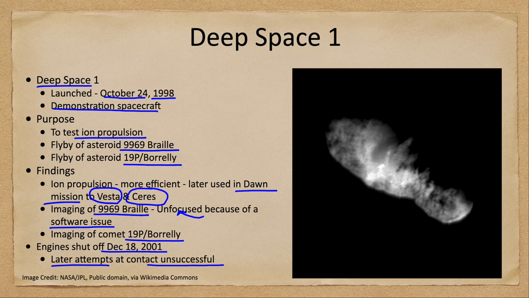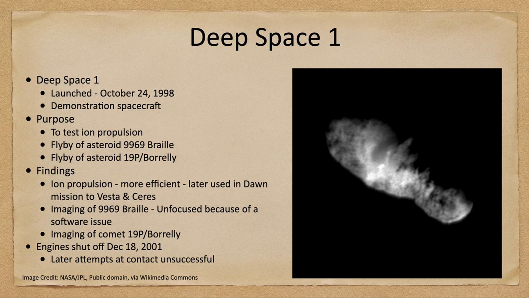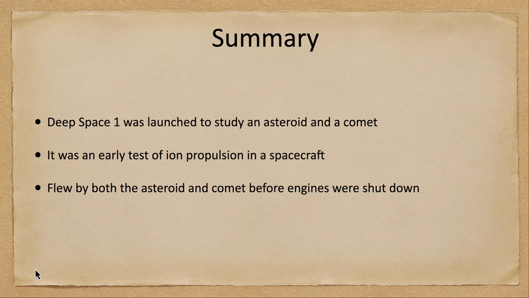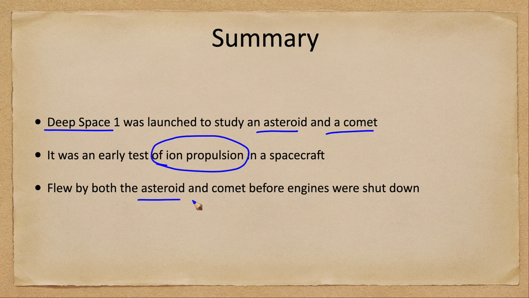So that concludes this discussion on the Deep Space One spacecraft. Let's go ahead and finish up with our summary. The Deep Space One was launched to study an asteroid and a comet, and really as a test of ion propulsion in a spacecraft. It did fly by both the asteroid and comet before the engines were shut down in a successful mission.